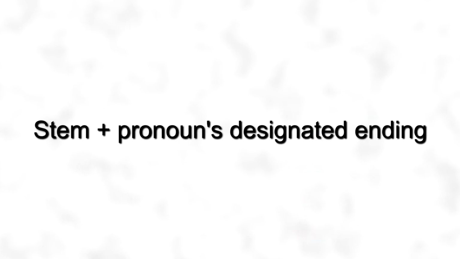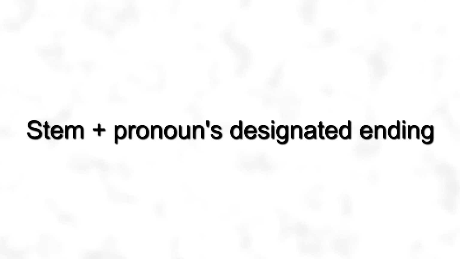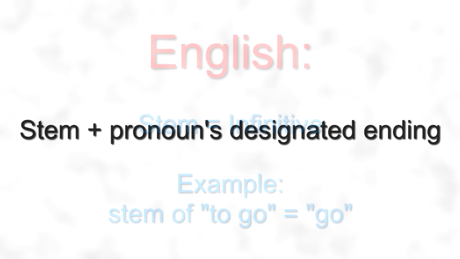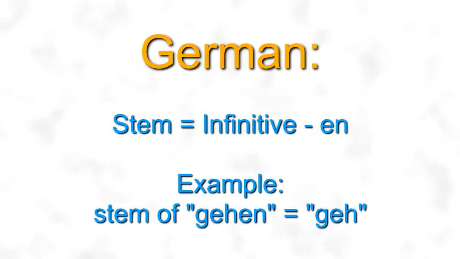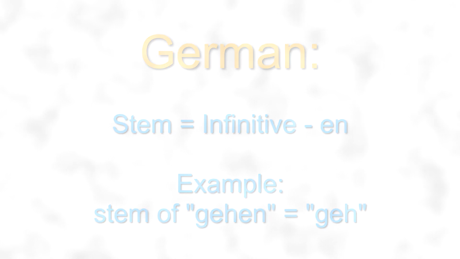You take the stem of the verb and add a certain ending to it to adjust it to the subject. The stem of a verb in English is identical to the verb itself. In German, it's generally what's left when you remove the e and n at the end of the infinitive. For reference, let's see how it works in English first. We'll take the verb to see as an example.